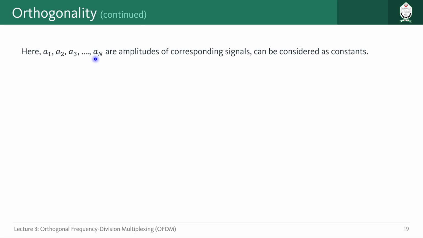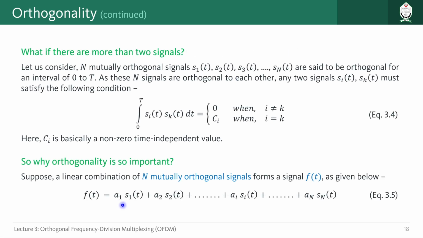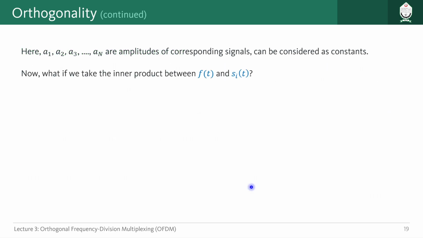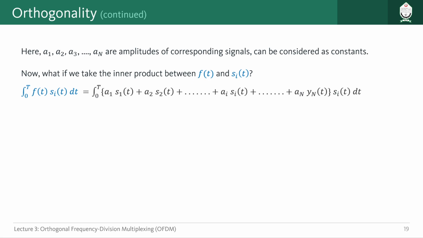Now what will happen if we take the product between our signal f of t and one of the signals Si of t inside, right? If I look at the expression again, you see here we have f of t, which is the whole signal, and it is the linear combination of n different orthogonal signals, and we are taking the inner product of f of t with Si of t. What will happen then? That is what we want to understand. So let us take the inner product here, f of t with Si of t. If I do that, first of all, let us put in the value of f of t, which is this one, right? Then multiply with Si of t like this.